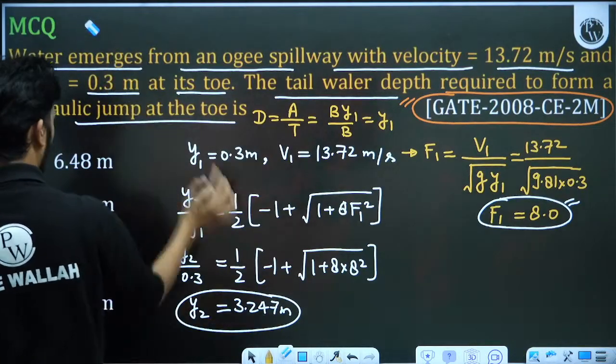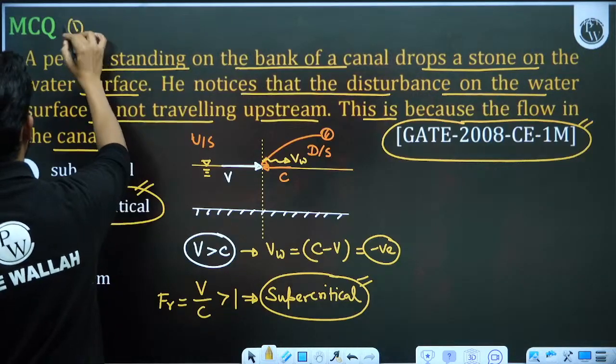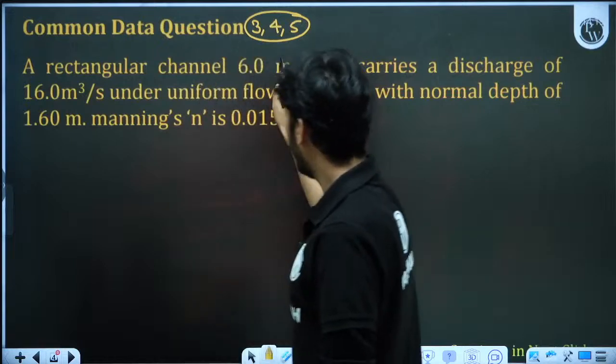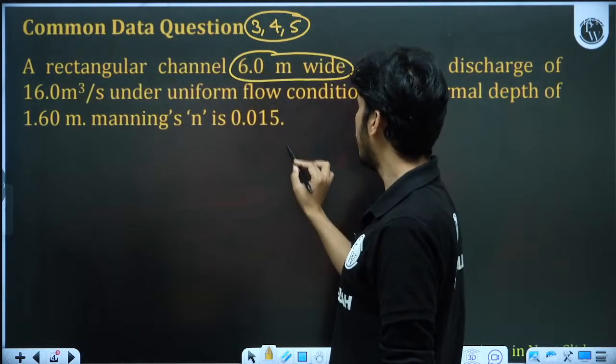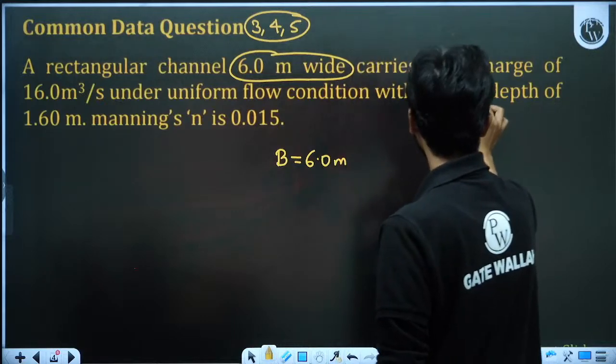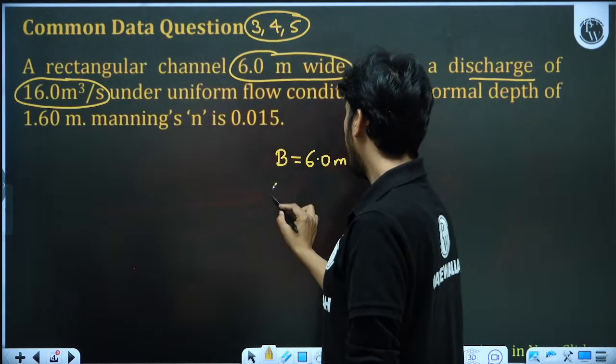This was 2. This was 1. So 1, 2, 3, 4, 5. Okay, a rectangular channel of width 6 meter means B is equal to 6 meter, given. Then it carries a discharge of 16 meter cube per second. Meter cube per second means capital Q is given.